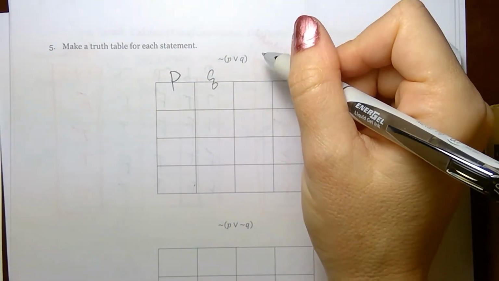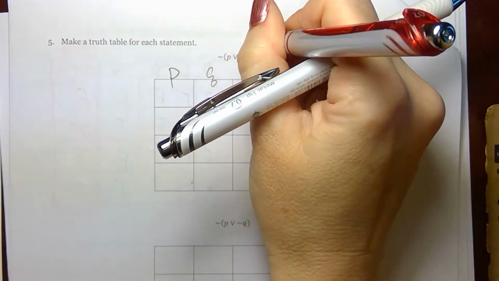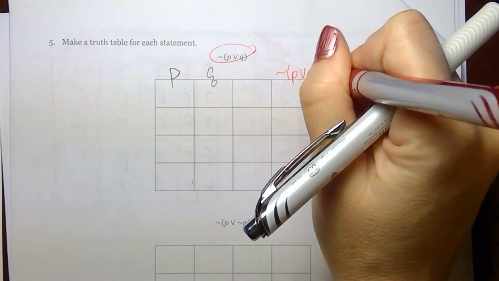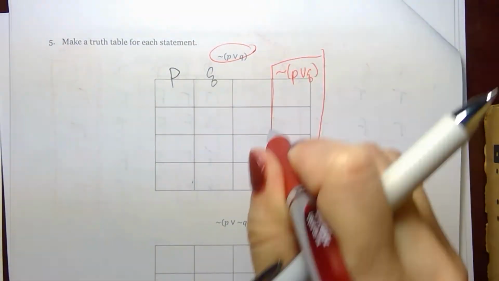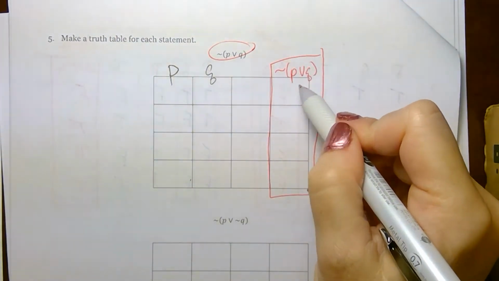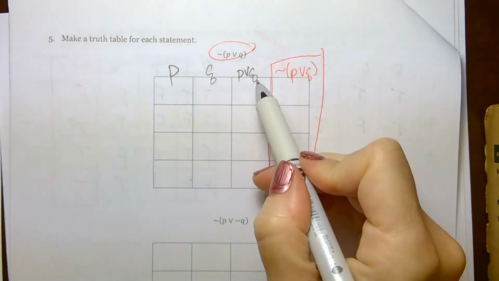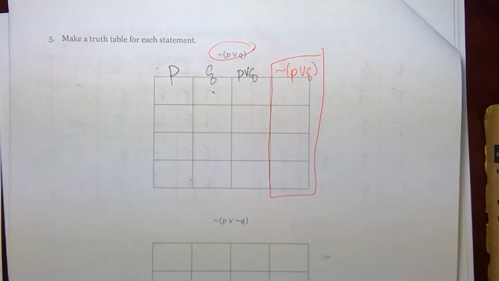Now, I have to work from the inside out. My goal, my last column, is always going to be what I'm given to figure out. So in this case, what I'm given to figure out is that negation. What do I have to know to get the negation? Well, let's kind of work backwards. To get that negation, I have to know what's inside parentheses. Inside parentheses is P or Q. To get P or Q, I have to know P as well as Q. You see how I set that up?